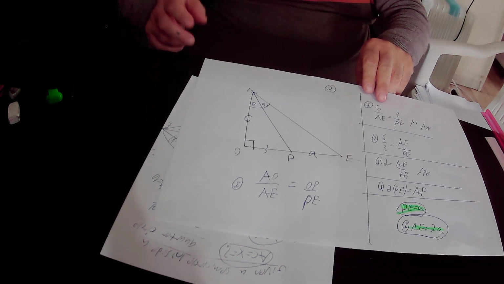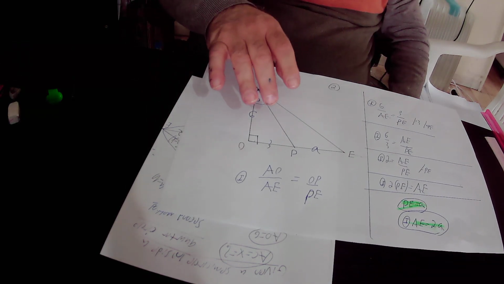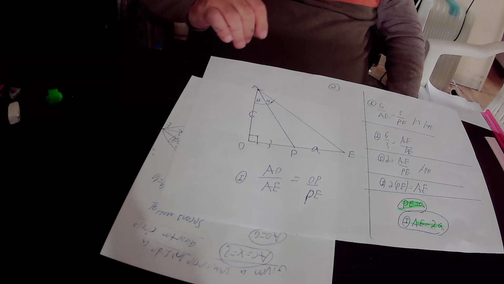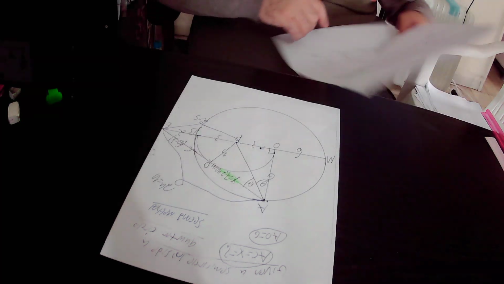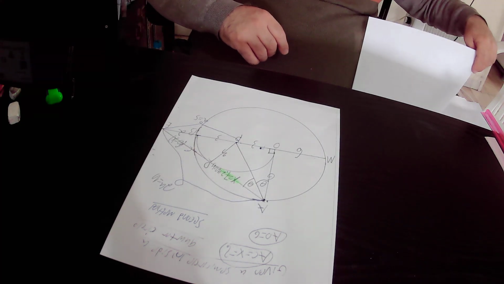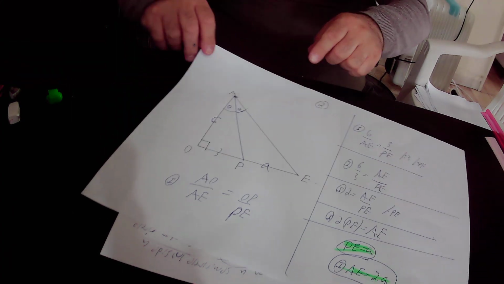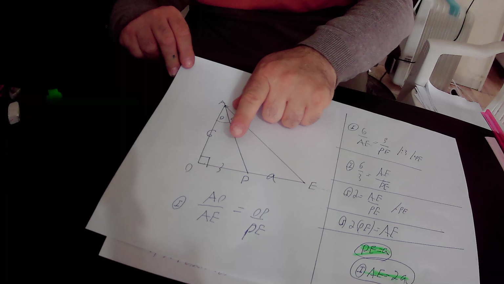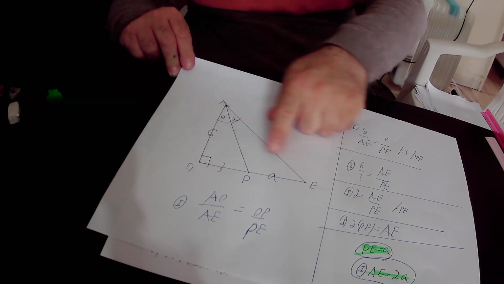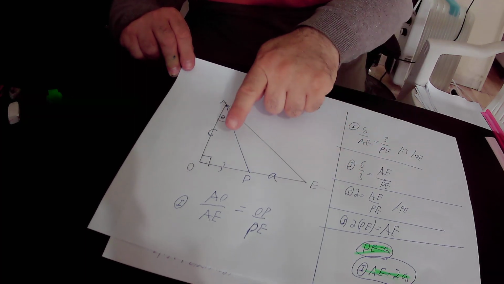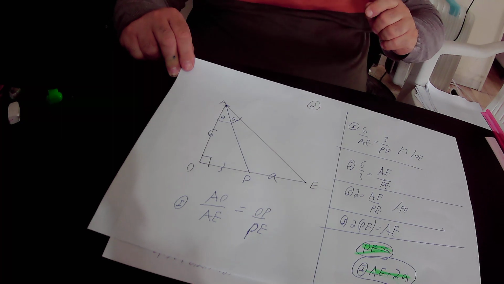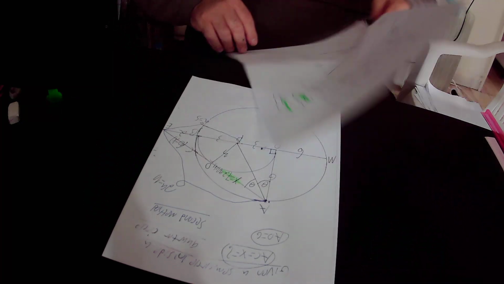Then we implemented the Pythagoras theorem on the same right triangle, triangle AOE. So I copied the right triangle, triangle AOE, in a new page. As you can see here, side OE equals 3 plus a.